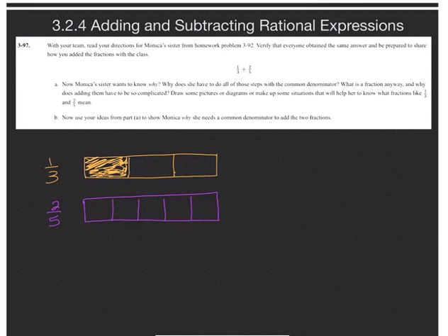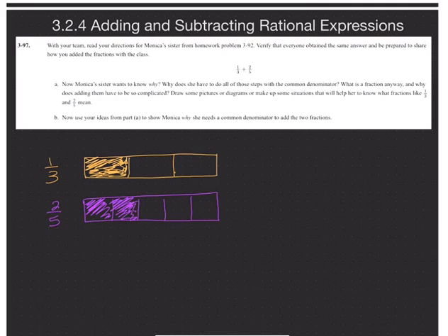And then out of my 5 equal pieces, I'm going to fill in 2. So I have 2 of the 5. And it could be any 2 of the 5, but just to keep it nice and easy, I'm going to fill these 2 in, right? So now they want us to add these 2 pieces together.